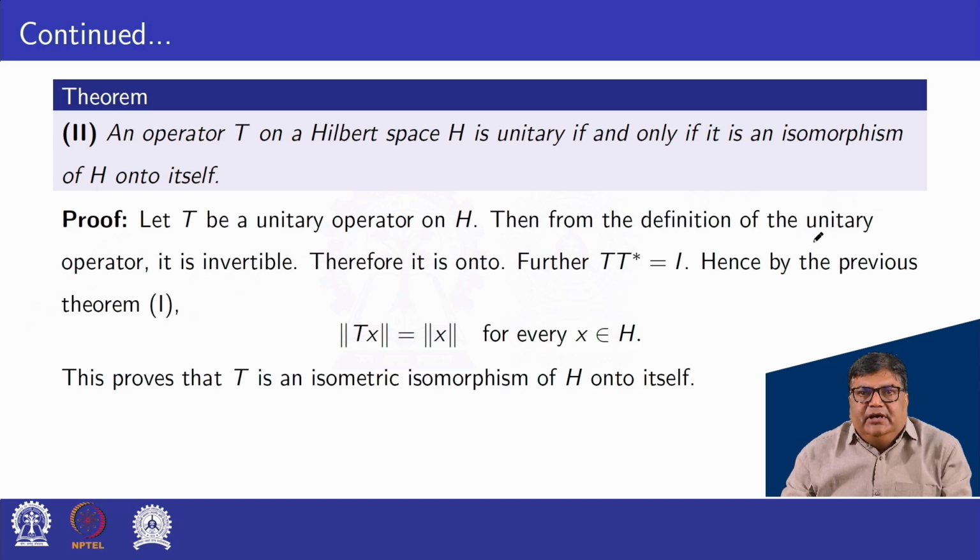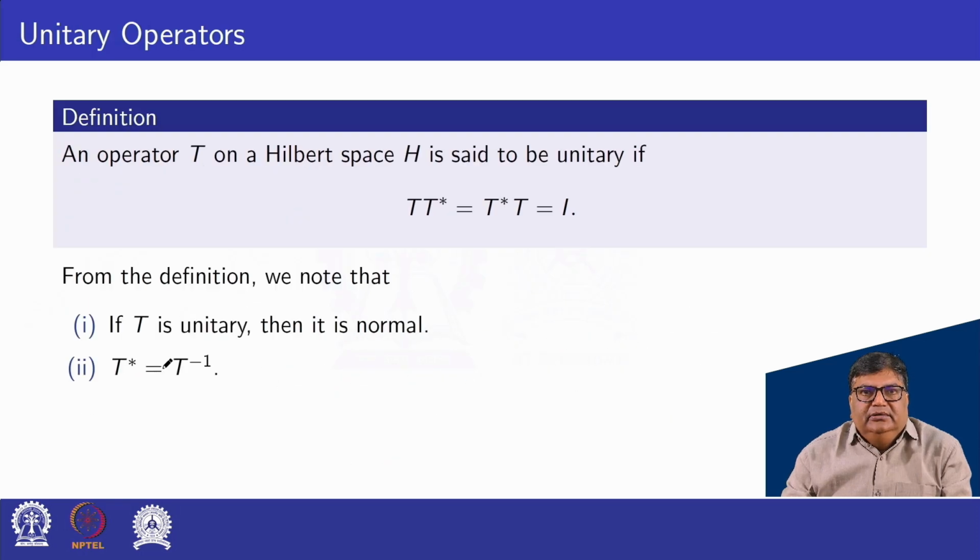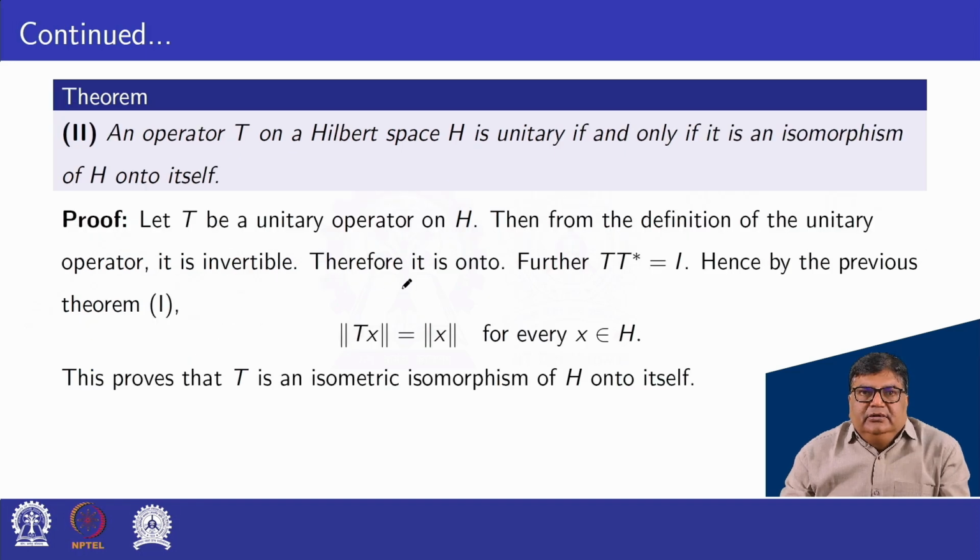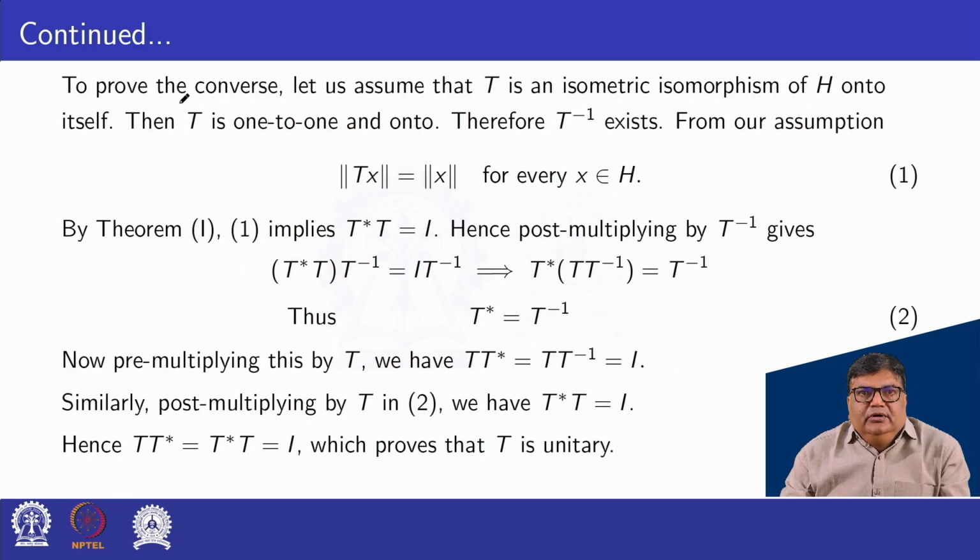Then from the definition of the unitary operator, it is invertible, therefore it is onto. Further, T T star is equal to I. Hence by the previous theorem, norm of Tx equals norm of x for every x belonging to H. This proves that T is an isometric isomorphism of H onto itself. To prove the converse, let us assume that T is an isometric isomorphism of H onto itself.